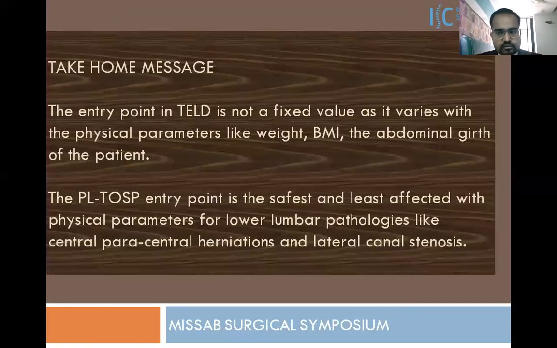So the take home message from this study could be that the entry point is not a fixed value as it varies with physical parameters like weight, BMI, and the girth of the patient. And the PL-TOSP entry point is the safest and least affected by physical parameters for lower lumbar pathologies like central and paracentral herniations and lateral canal stenosis.